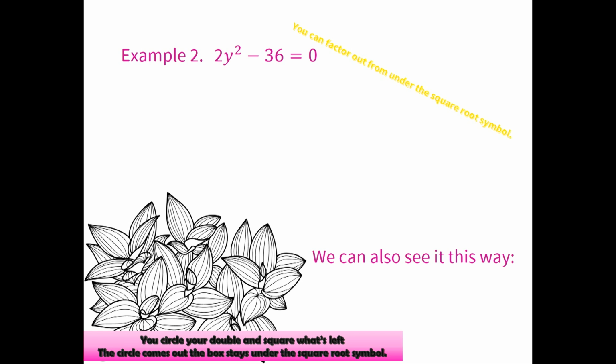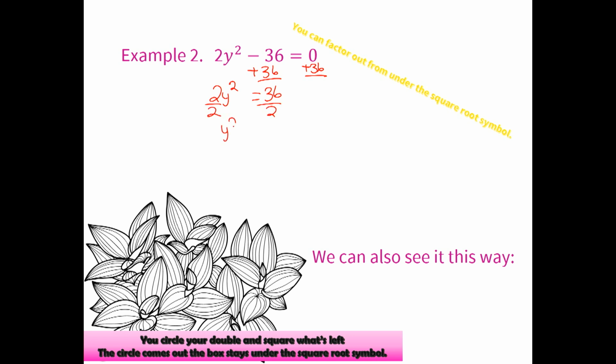So the first thing I'm going to do is get y by itself. To do that, I'm going to add 36 to both sides. So I've got 2y squared equals 36. Still got to get y by itself, so I'm dividing by 2.